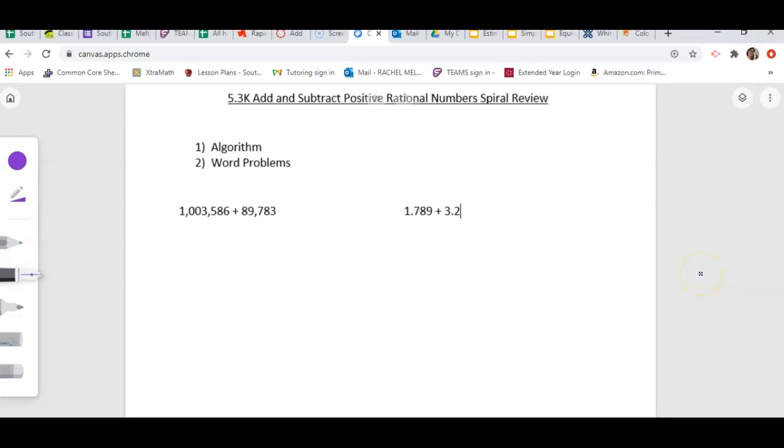So today we are going to be working with adding and subtracting positive rational numbers. Now, that sounds kind of fancy, but really all it means is positive numbers. You will learn about negative numbers in 6th grade. So for you, everything that you know number-wise is positive. And rational numbers really is just whole numbers, decimals, and fractions.